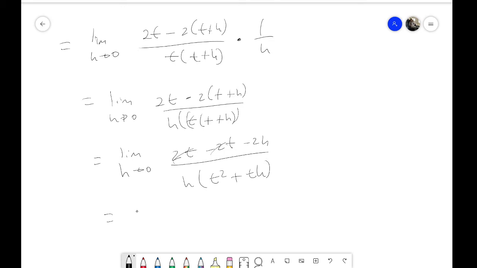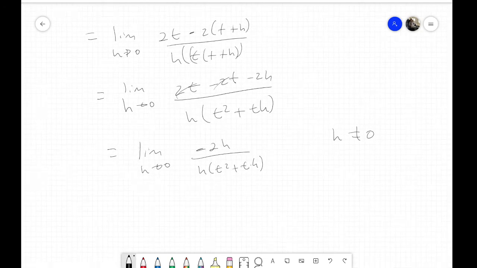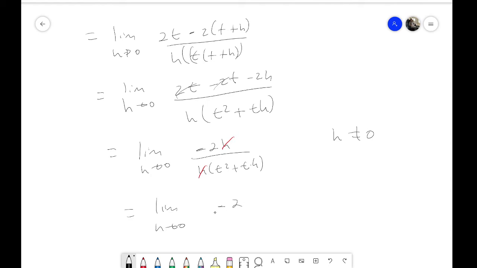So this is going to cancel out. So we're going to have the limit as h goes to 0. In the top, we just have a negative 2h divided by h times t squared plus t times h. Well, if h is not equal to 0, then we could cancel the h's, and we're left with the limit as h goes to 0 of minus 2 in the top, and in the denominator we have t squared plus t times h.